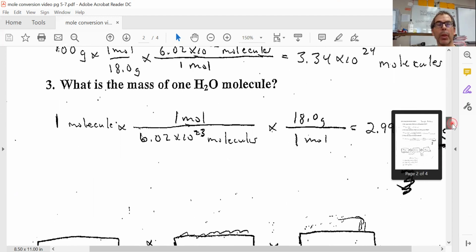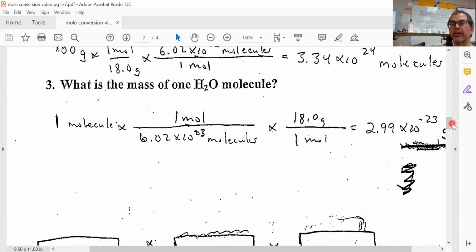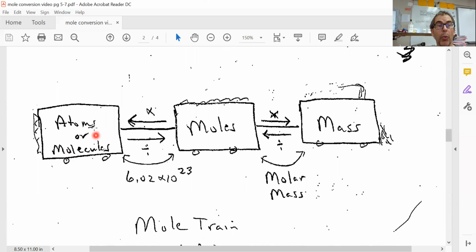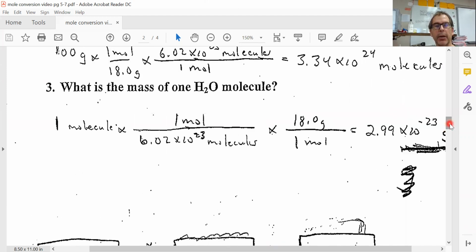One more problem like this, and it says, what is the mass of one H2O molecule? It's one itty bitty molecule. Now we said a mole, or 6 times 10 to the 23rd, weighs 18 grams. One molecule, I'm guessing, weighs a lot less. So what am I going to do? I'm going to start here with 1, and I'm going to divide by 6 times 10 to the 23rd to get to moles. And then to go from moles to grams, it looks like I multiply by the molar mass. So let's try this here.